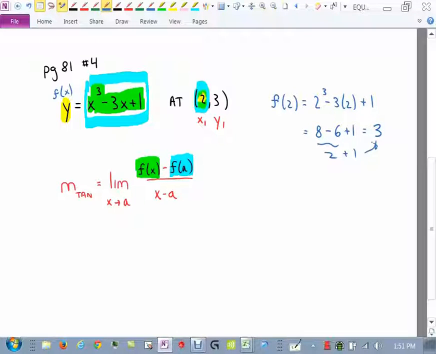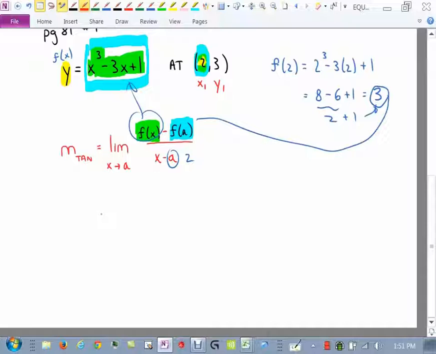All right, so I kind of know what the pieces are here already, right? This is 3, and then this piece is that. And then down here, that's going to be replaced with a 2. So let me rewrite this. The slope of my tangent line should be the limit as x approaches 2 (this one I forgot to mention, that a is 2) of f of x, which is x cubed minus 3x plus 1, and then minus what we just got when we plugged 2 into the function. So that's our 3. All over x minus 2.